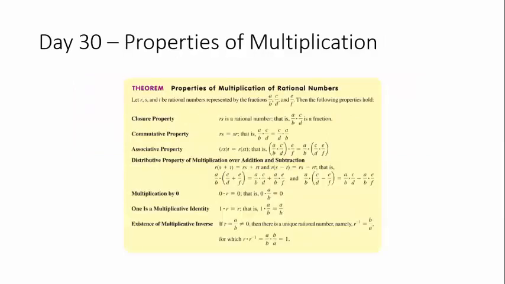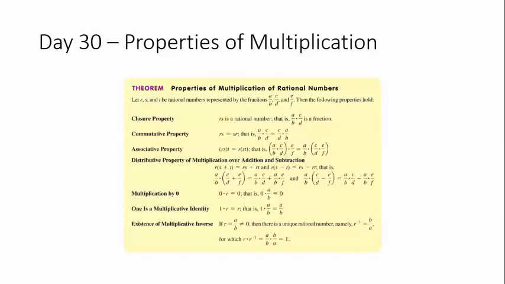On this screen, we have the properties of multiplication of rational numbers. We have encountered these before. We have here a closure property for multiplication, just as we did in the integers. When two rational numbers are multiplied, the product is also a rational number. The commutative property has to do with the order of multiplication. And the associative property of multiplication has to do with the way the factors are grouped.